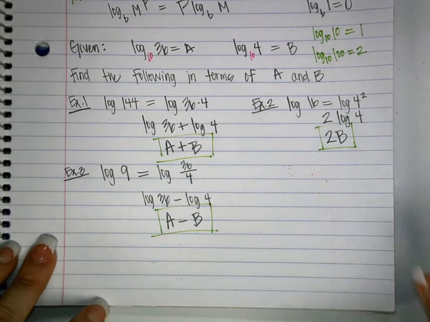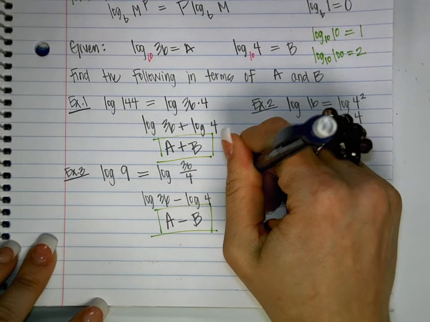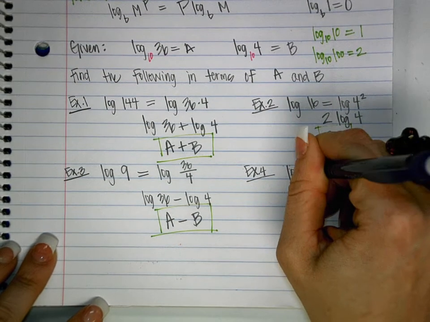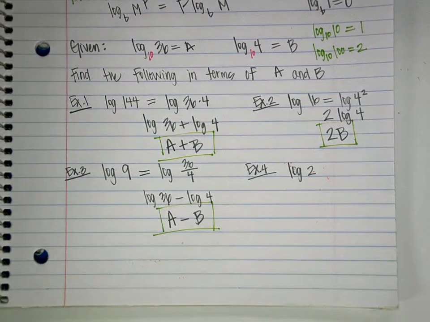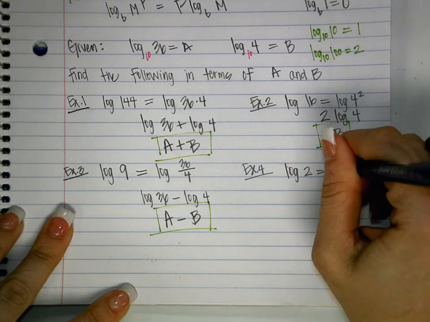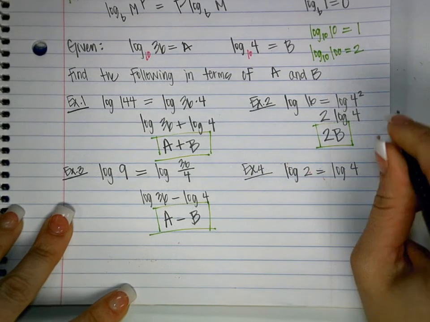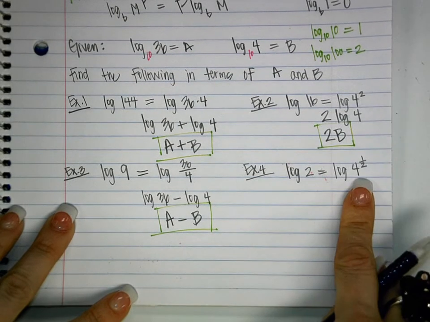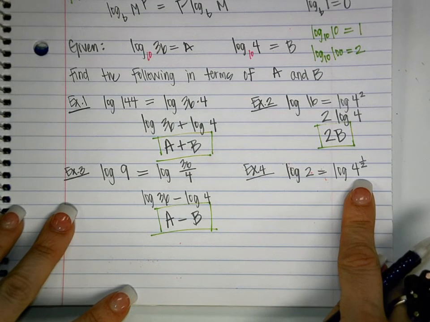Okay, A minus B. Let's try another one. We're halfway done. How about log of 2? Log 2. How can I make a 2 out of either 36s or 4s? Square root of 4, right? So this is the same thing as log of square root of 4. Instead of writing square root, I'm going to write 4 to the what power? 1/2.